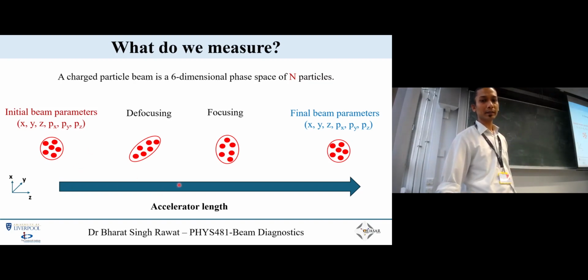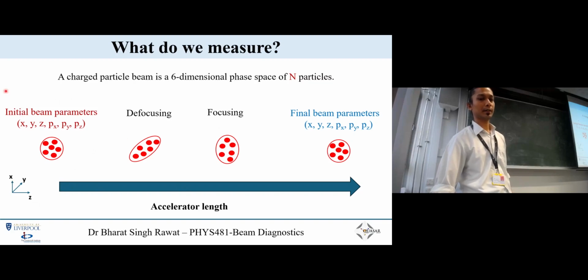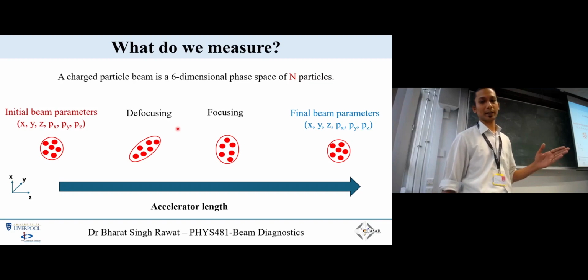Along the accelerator length, initially you have a bunch of particles, and at the end of the accelerator you need a proper size of beam. In between, it will undergo different kinds of components, such as focusing and defocusing, and you want to know the particle properties at the end for the desired purpose. For all these properties, you need different kinds of beam diagnostics, which measure at different positions along the accelerator, and you can know if your accelerator is functioning well.